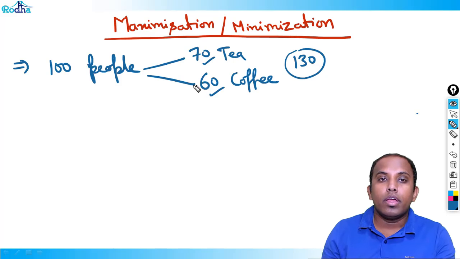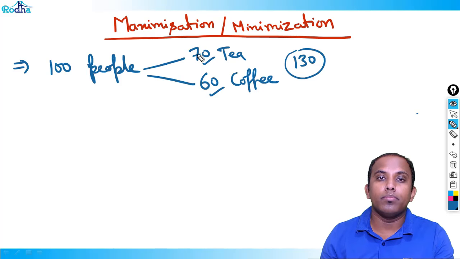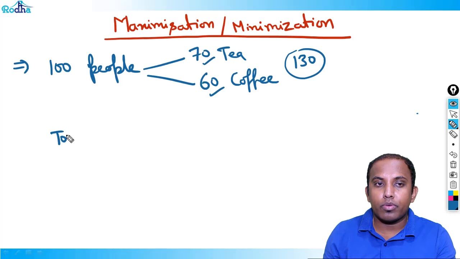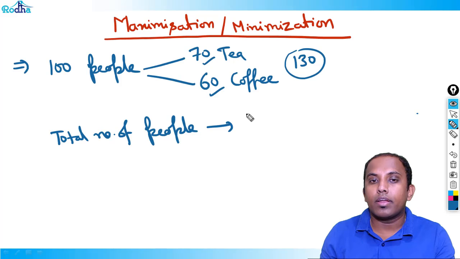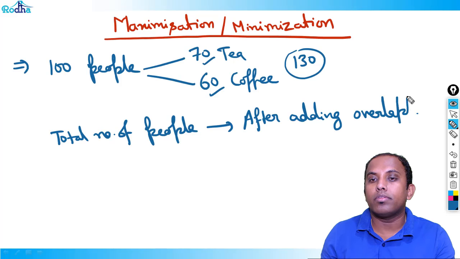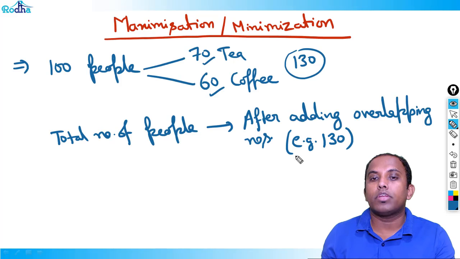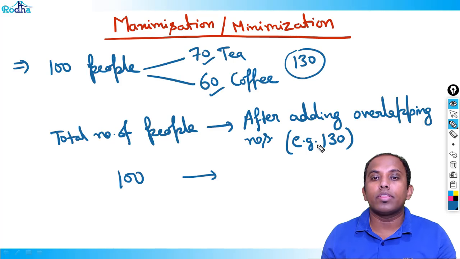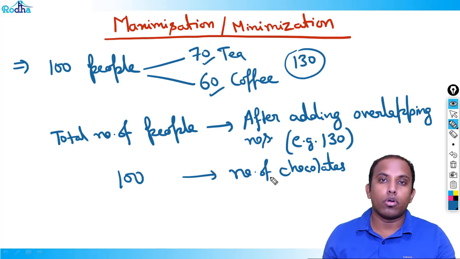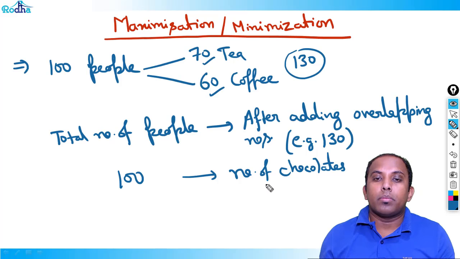So in this case, in the chocolate distribution concept, we have a total number of people, and after adding the overlapping numbers, like in this case, the result is 130. 70 plus 60 is 130. So I assume the total number of people is 100, and if you add up the overlapping cases, the total 130 is your number of chocolates in this chocolate distribution concept, and in this range we'll minimize. So in this case we have 130 chocolates distributing to 100 people.